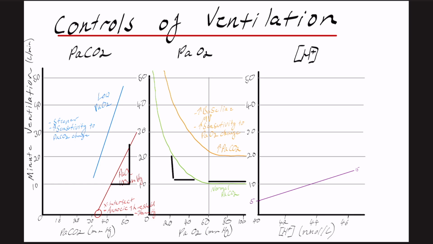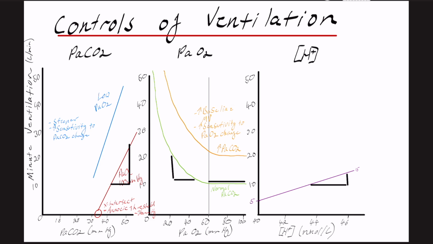And then for our hydrogen ion concentration, you can see here that for very little change in hydrogen ion concentration, there is quite a significant change in our minute ventilation, representing our body's sensitivity and desire to keep the hydrogen ion concentration within a narrow range to maintain a normal pH.